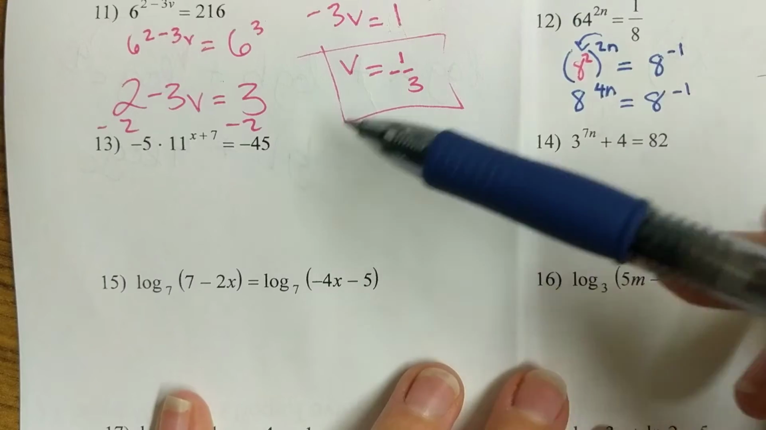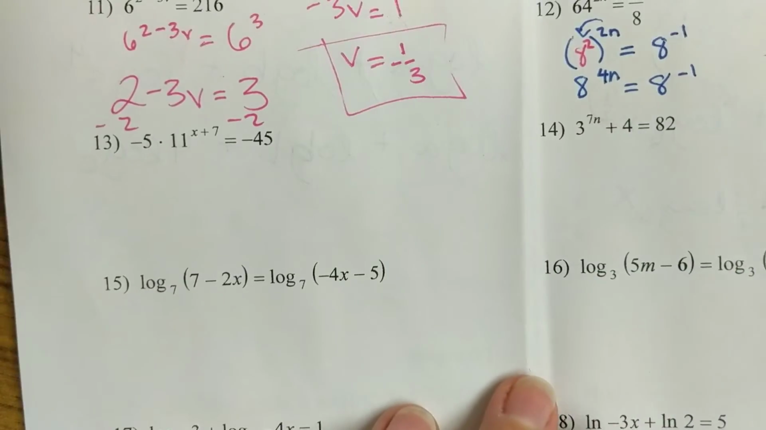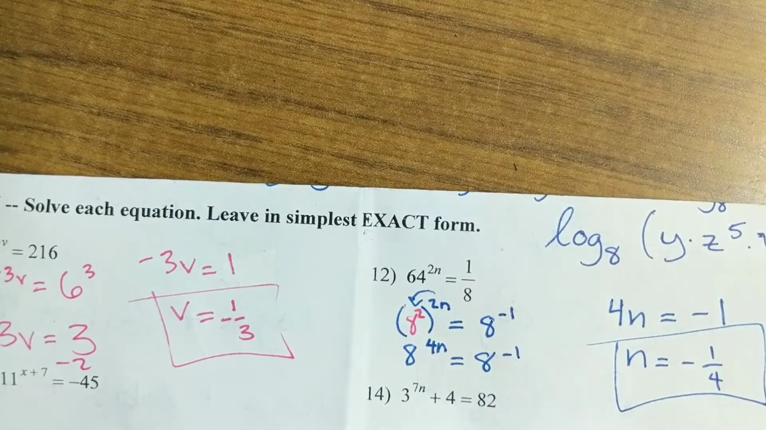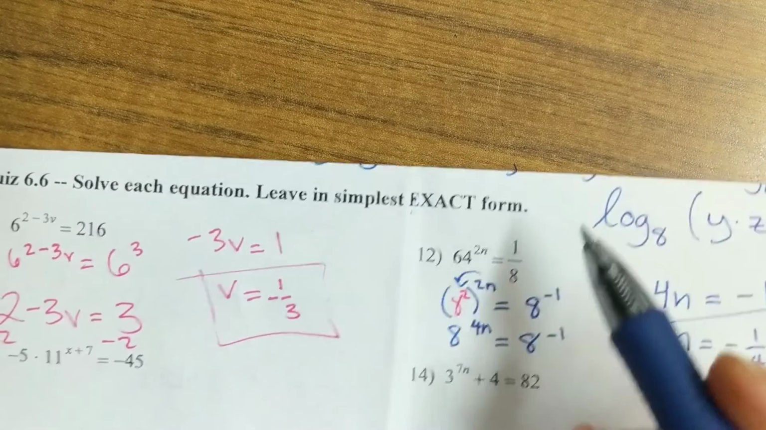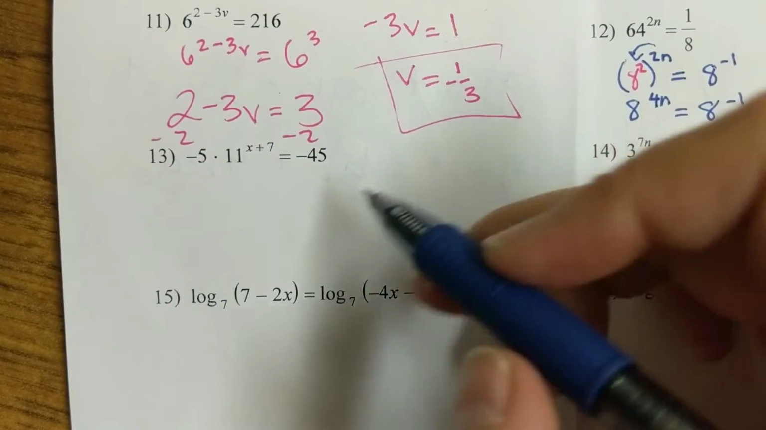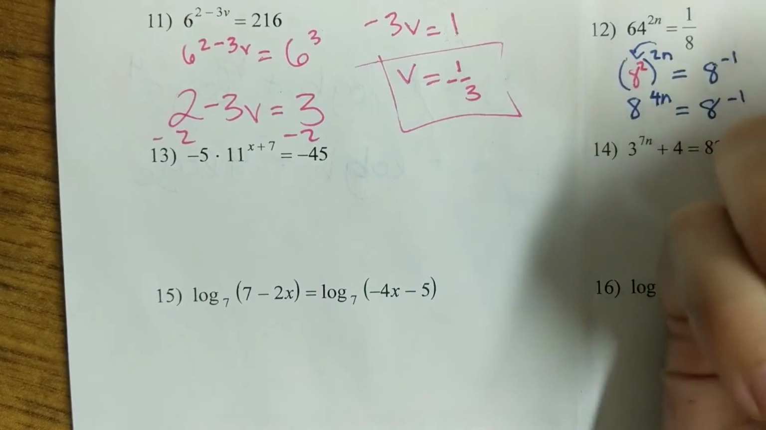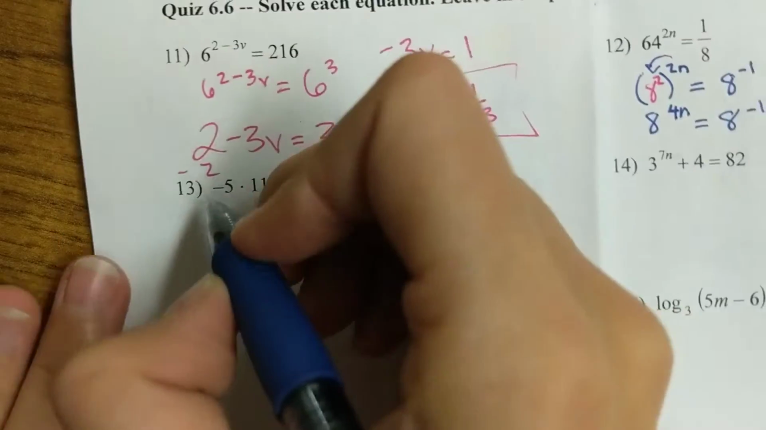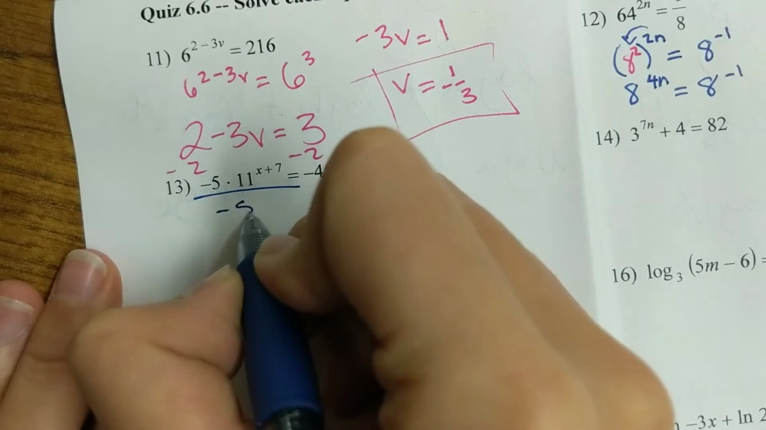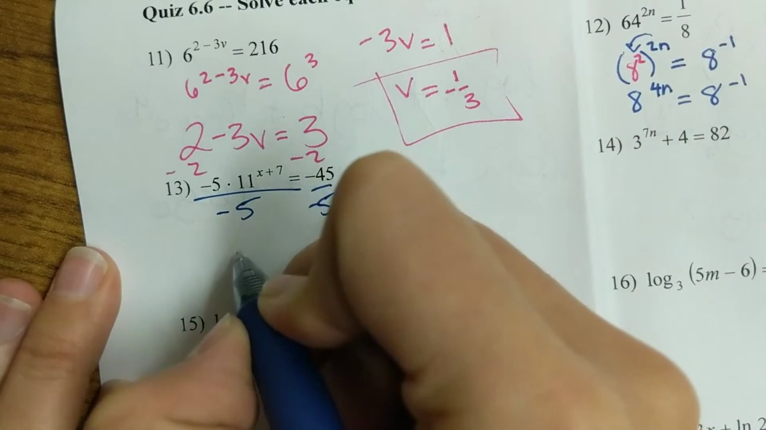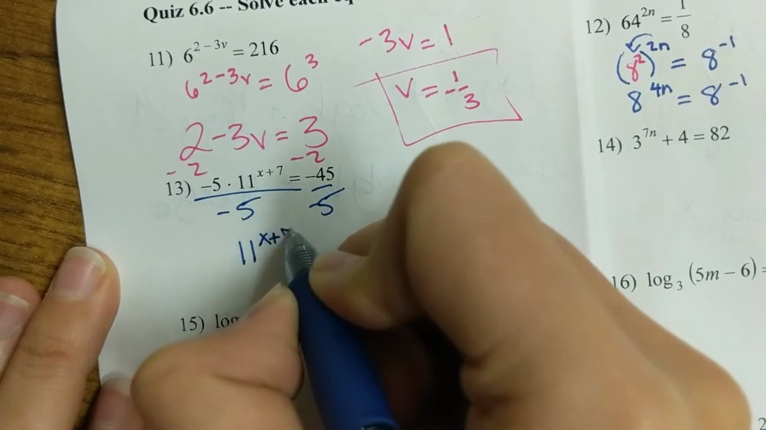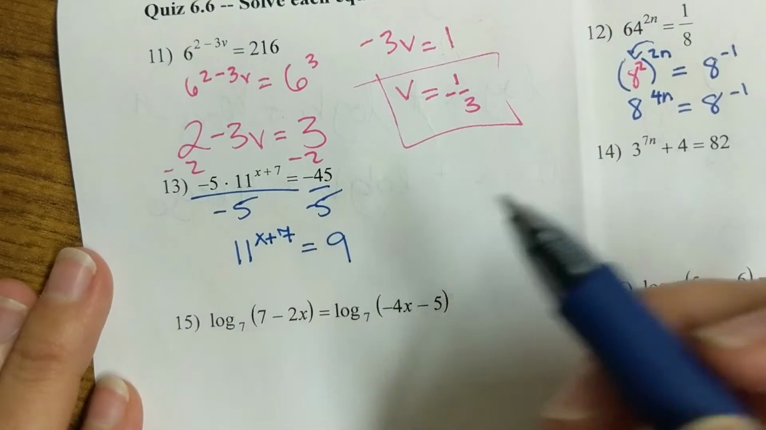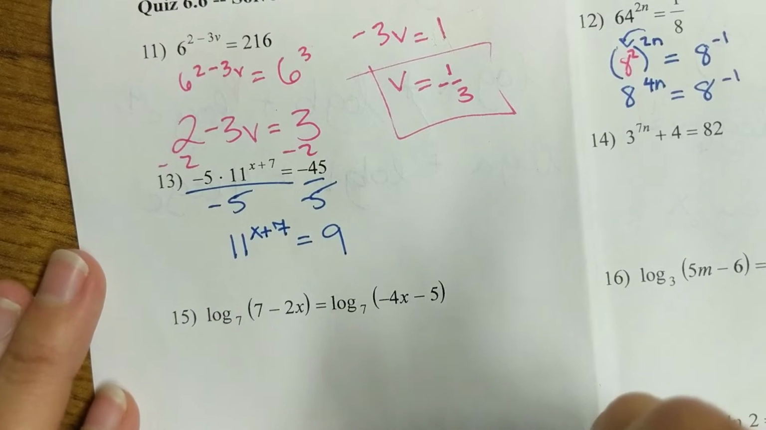All right, sometimes you just can't get the same base though, and you have to use log, but they do want you to leave it in exact form. So anytime you write log, you're going to leave your answer with the word log in it because you will not have a calculator for this quiz. So the first thing that you do is get the base of your exponent by itself. Negative 5 is being multiplied, so divide both sides by negative 5. All right, 11 to the x plus 7 is equal to 9.